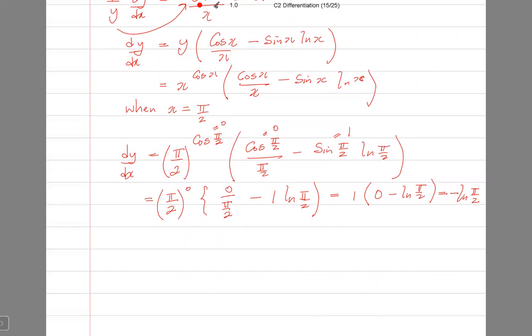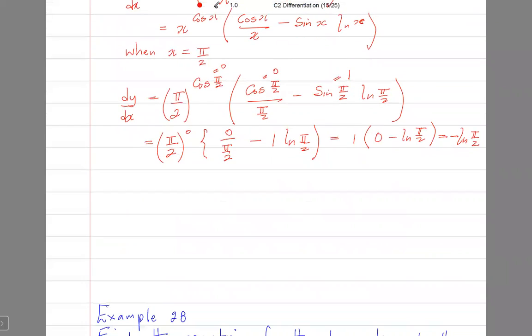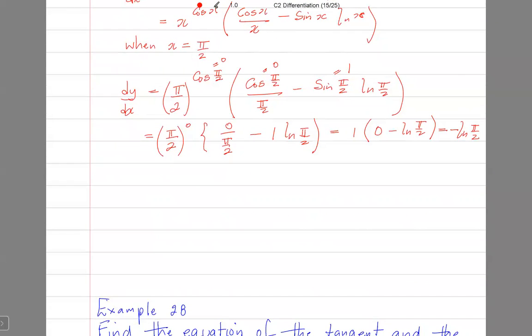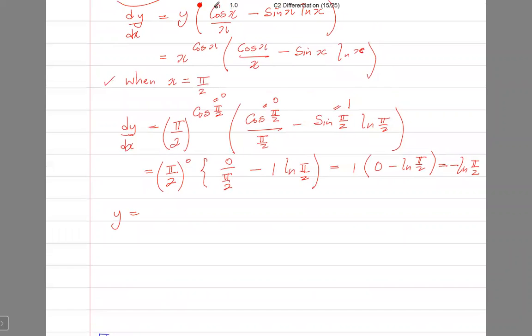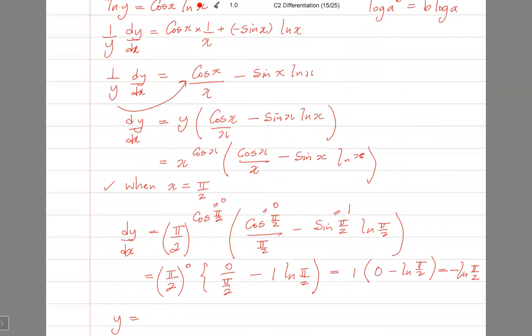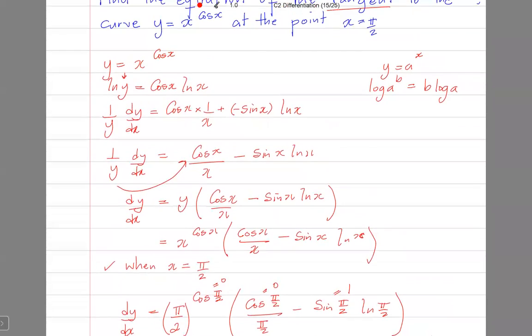Remember, for you to determine the equation of a straight line, because the tangent is a straight line, there are two things you need. You need the gradient of the tangent and you need the coordinate of 1 point on the tangent. So 1 point on the tangent is the point of contact. So what I'm going to do is I'm going to say y would be equal to, we have the value of x already. X is pi by 2. So when x is pi by 2, what would y be equal to?